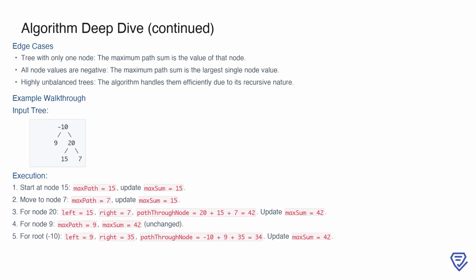At node 20, the left and right contributions are 15 and 7, resulting in a path-through node of 42. This updates max sum to 42. For node 9, the maximum path is 9, and max sum stays 42. Finally, at the root -10, the left contribution is 9, and the right contribution is 35, giving a path-through node of 34. The global max sum, however, remains 42.